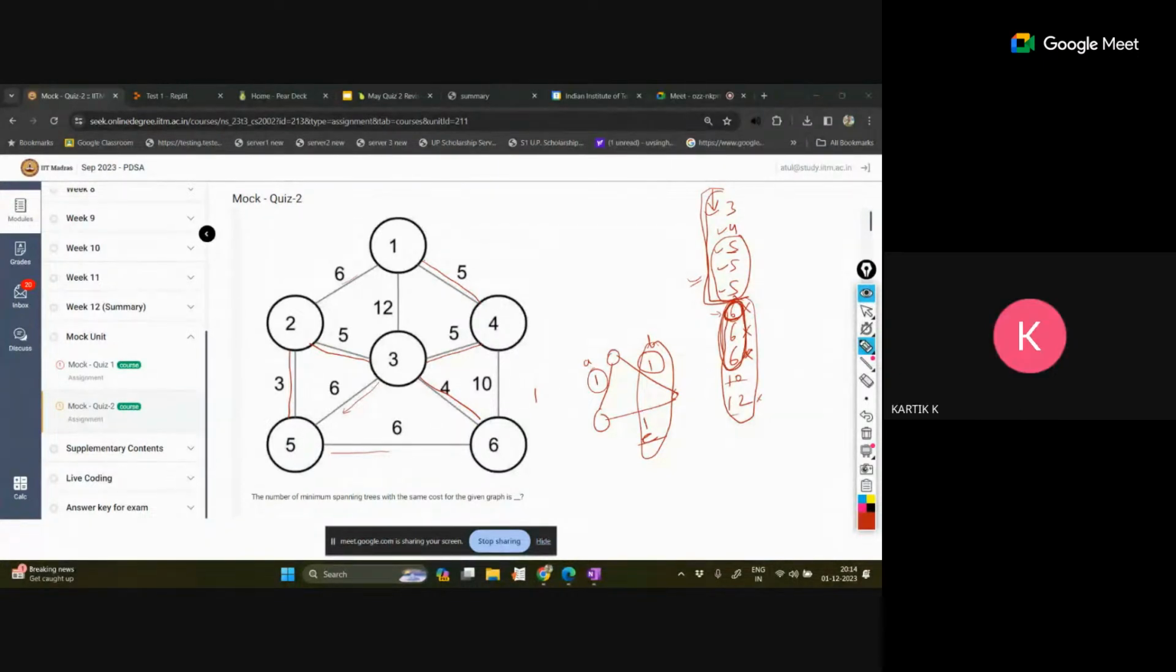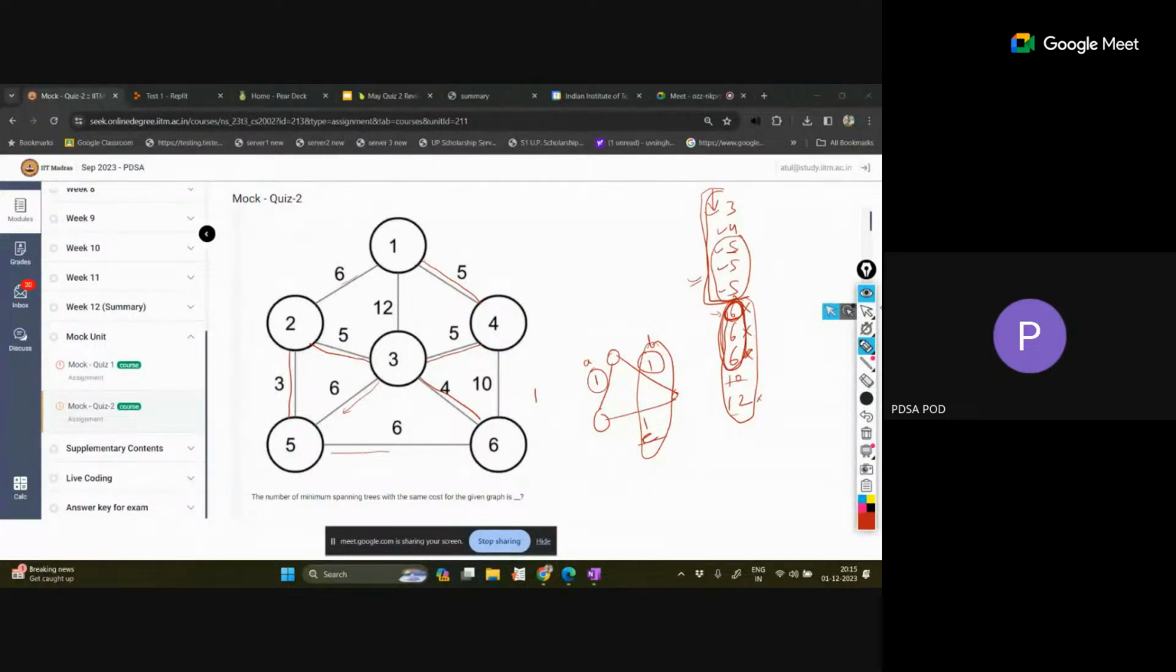Sir, is the solution for mock quiz 2 uploaded somewhere? Solution means the answer is there, but the detailed solution is not. Is it possible for anybody to share the answer key at least? The answer key you can see if you submit. So the detailed solution is not discussed in any of the sessions? No, this is the first session after releasing the mock, so here you can discuss.